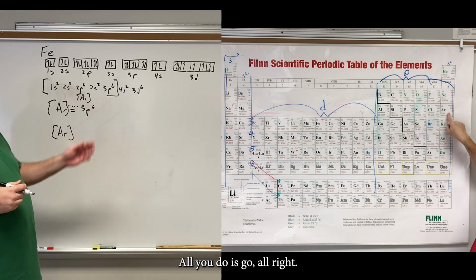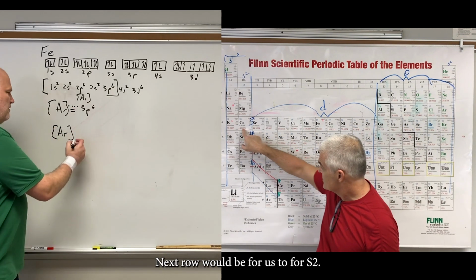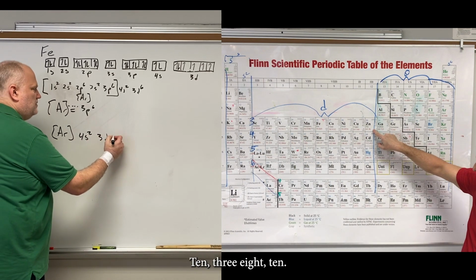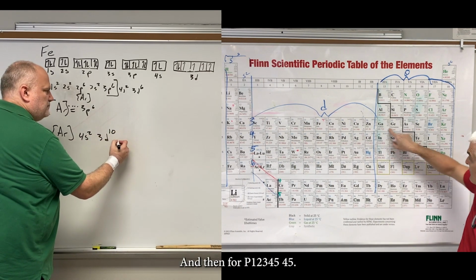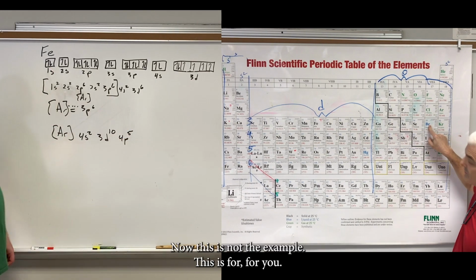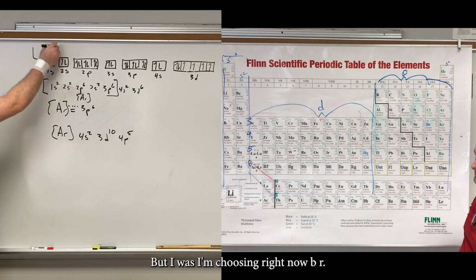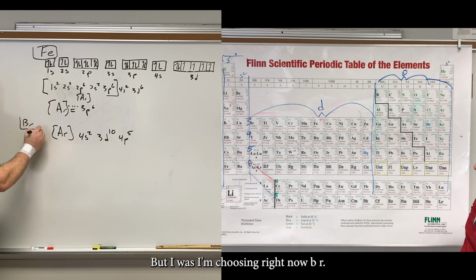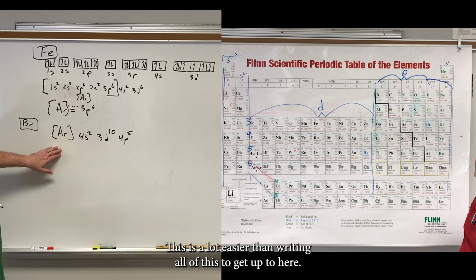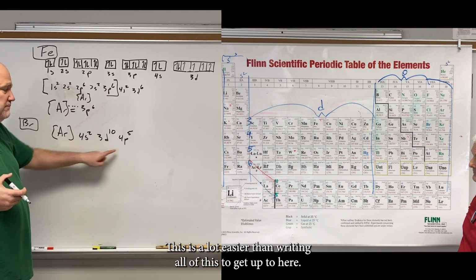All we do is go, all right, next row would be 4s2. 4s2, now we're at 3d, fill it all up, 10. 3d10. And then 4p, 1, 2, 3, 4, 5. 4p5. Now this is not the example, this is for Fe, but I'm choosing Br right now, and we just randomly chose it because we did it before. This is a lot easier than writing all of this to get up to here.